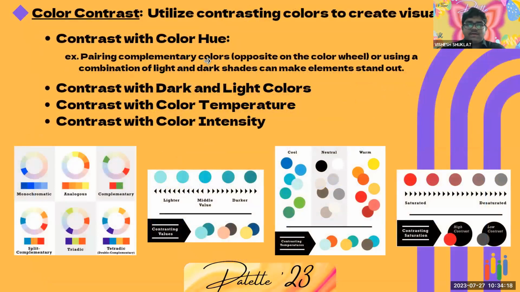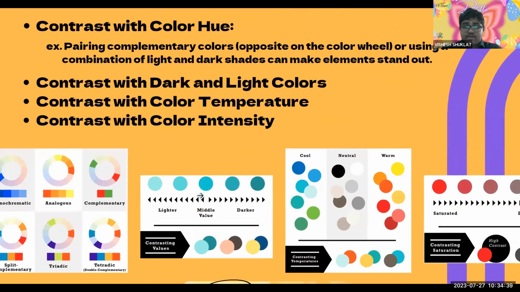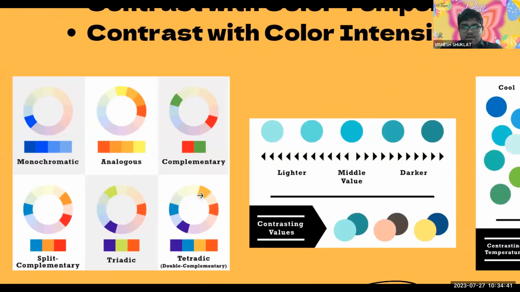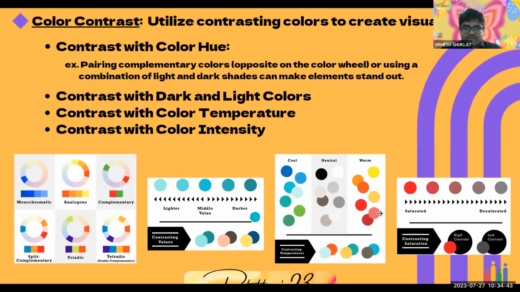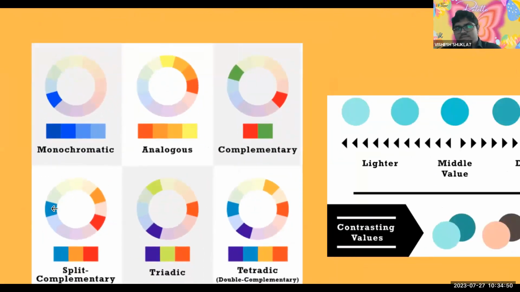Contrast with color is about utilizing different colors in your poster to create visual interest, as we were discussing before. You can use color hues, darker or lighter colors, color temperatures, or different color intensities in your poster to create contrast using color. As you can see here, I've taken different pictures to explain these more. So let's start with color hue.